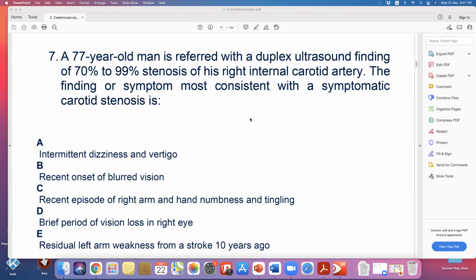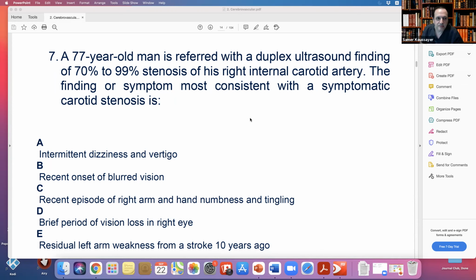A 77-year-old man is referred with duplex ultrasound finding of 70 to 99% stenosis of his right internal carotid artery. The symptom most consistent with symptomatic carotid stenosis is intermittent dizziness and vertigo, recent onset of blurred vision, recent episode. Sorry, stop. We have to learn, not just solve the question, okay? I want to read it all first.